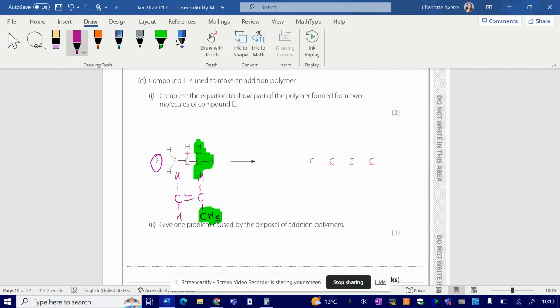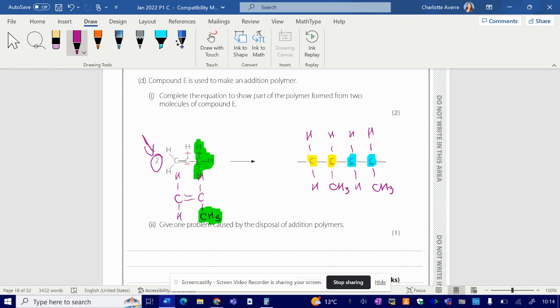So I'm now imagining adding 2 of these together. So these 2 carbons are going to come from the first one and these 2 carbons are going to come from the second one. So imagining it, I've got 2 hydrogens, I've got a hydrogen and a CH3. That's what would normally go in our brackets with the n outside, but we're not adding n of them together, we're adding 2. So I've just got to show my second one as well.